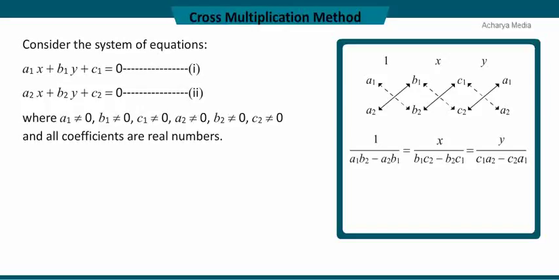Equating these two at a time and simplifying, we get x is equal to (b1c2 minus b2c1) by (a1b2 minus a2b1), and y is equal to (c1a2 minus c2a1) by (a1b2 minus a2b1).